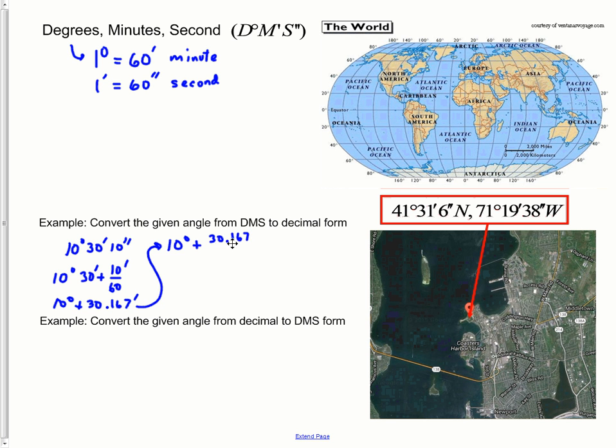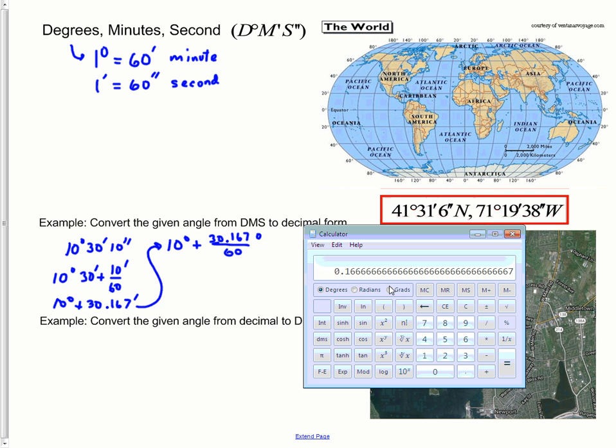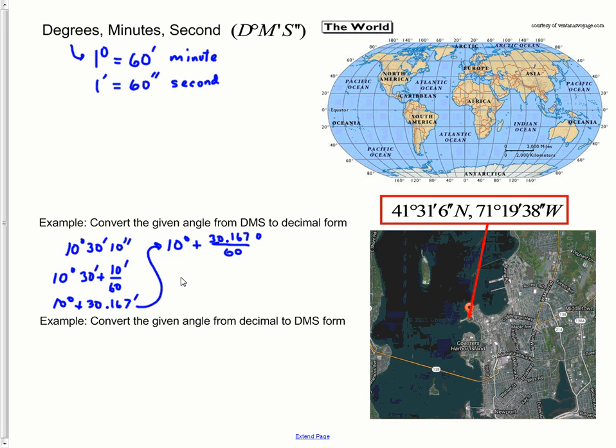We could think of it as 10 degrees, and we're adding 30.167 sixtieths of a degree, because every minute represents 1/60th. So we're going to take this 30.16667 repeating and divide that by 60. That gives 0.5027. So this is really the same thing as 10.5028 degrees when I round it up there.